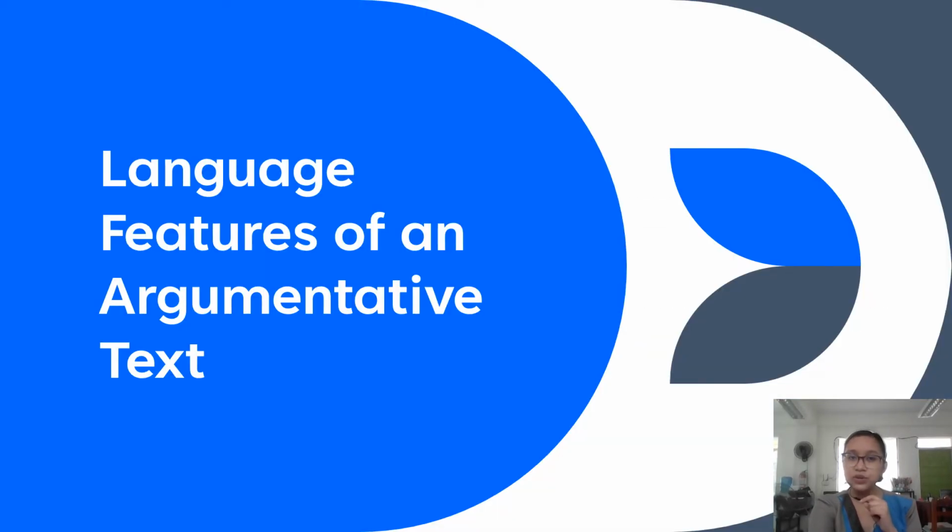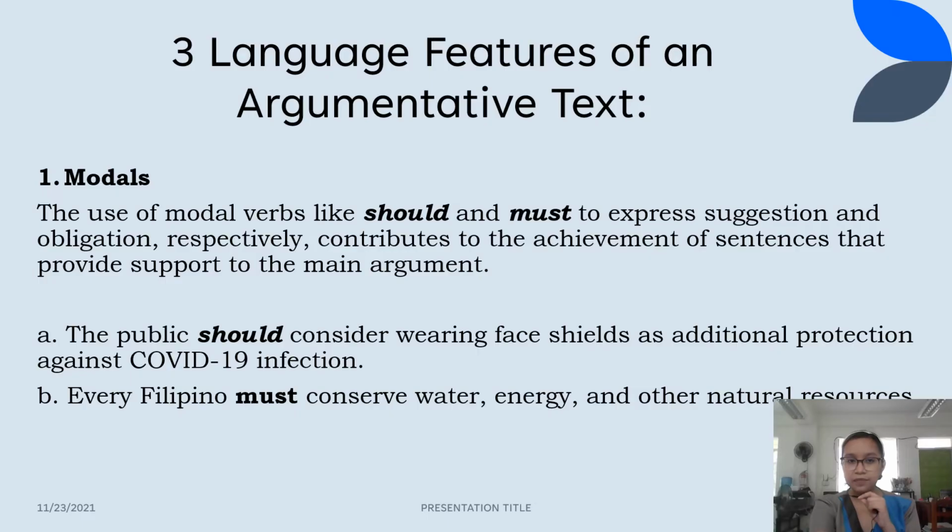Okay, so let's go to the language features of an argumentative text. Kung ang persuasive text ay may 10, ang language features ay may 3. 3 lang. Alright, so ito ulit yung pinag-aralan natin last week. So, 3 language features of an argumentative text. Number 1, ang suking-suking number 1, we have modals.